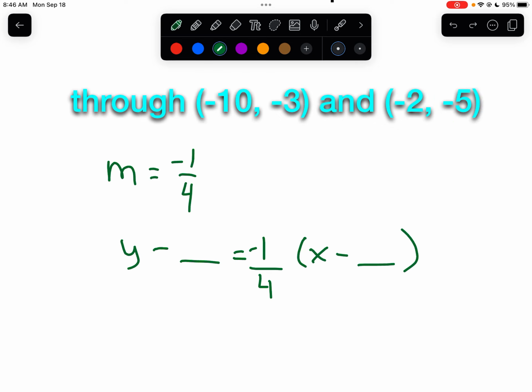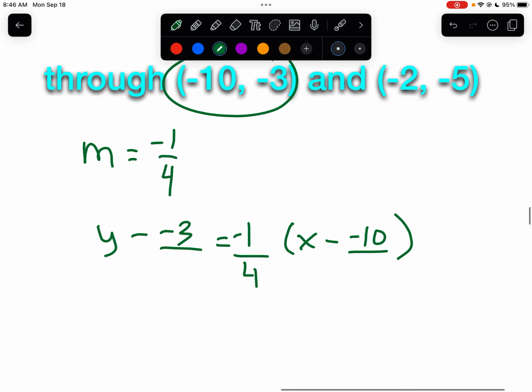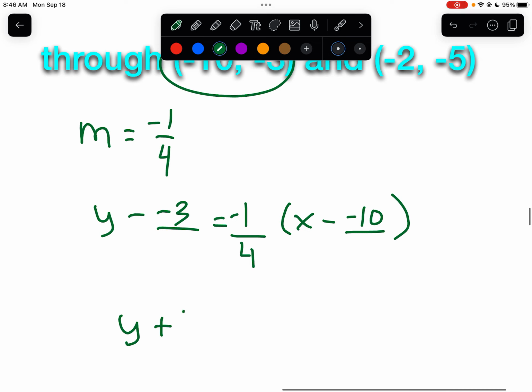We've got to keep it consistent. So say that I choose to use this ordered pair. Our x-coordinate is negative 10, our y-coordinate is negative 3, and just like we saw previously, we'd want to clean up those minus negatives there to get this.